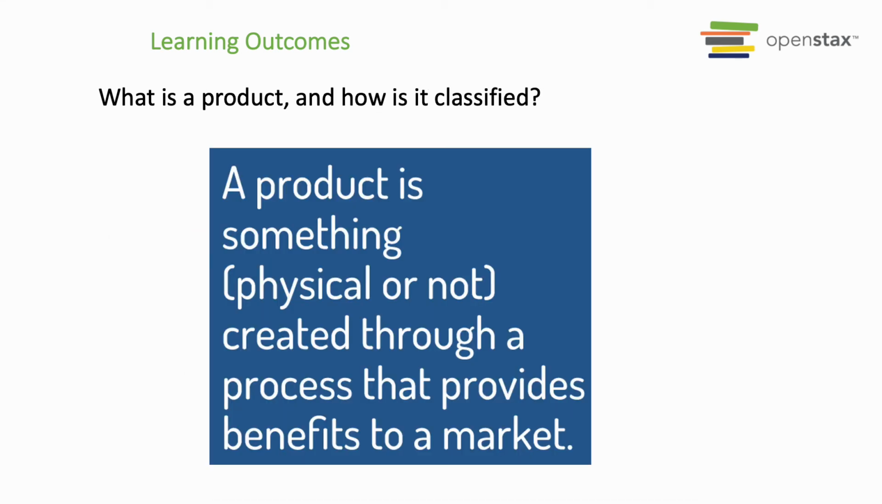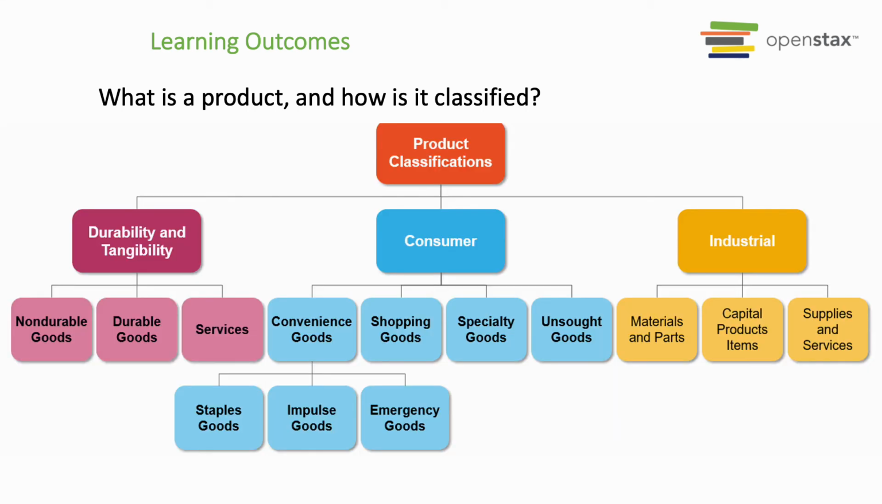Okay, now what is a product? A product is something physical or not, a service created through a process that provides benefits to a market. Now, how is a product classified? We can look into durability and tangibility, so if we can touch a product. Here we can look into non-durable goods, durable goods, and services.